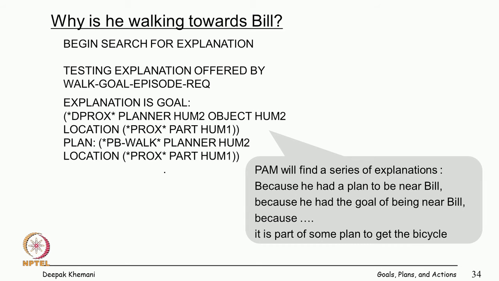So, all we know is that John wanted Bill's bicycle and he is walking towards Bill, and Pam will look for an explanation which will say this is one reason why John could be walking towards Bill. As you can see here, the explanation is a goal that he wanted to be near Bill, and that he has a plan, which is the plan box. PB stands for plan box walk, which the planner had, and the location was to be near the other person, which is Bill.